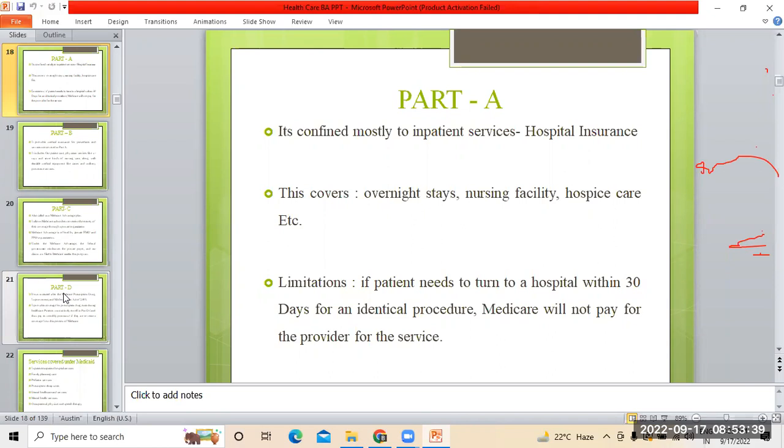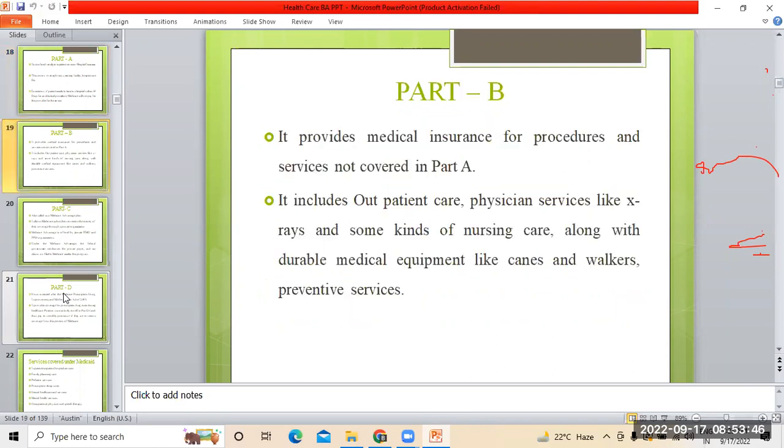So that is one thing which we have to observe here. Now, when it comes to part B, it's a kind of service which will provide insurance for the procedures and services which do not come under part A, because part A majorly focuses on inpatient services, as I mentioned. Whatever is not covered under part A will be covered under part B here.